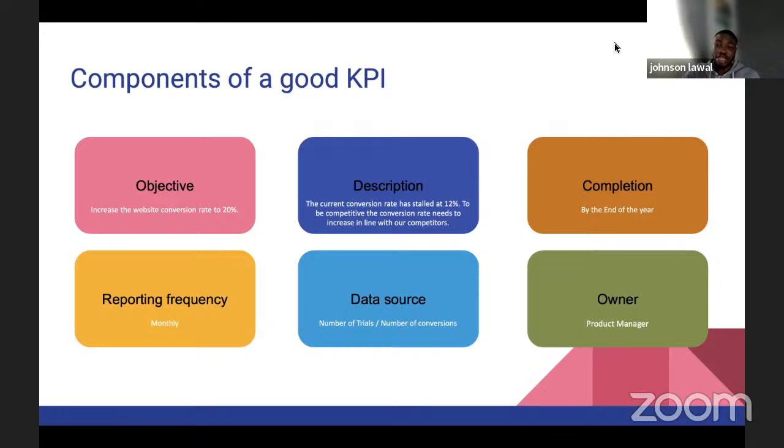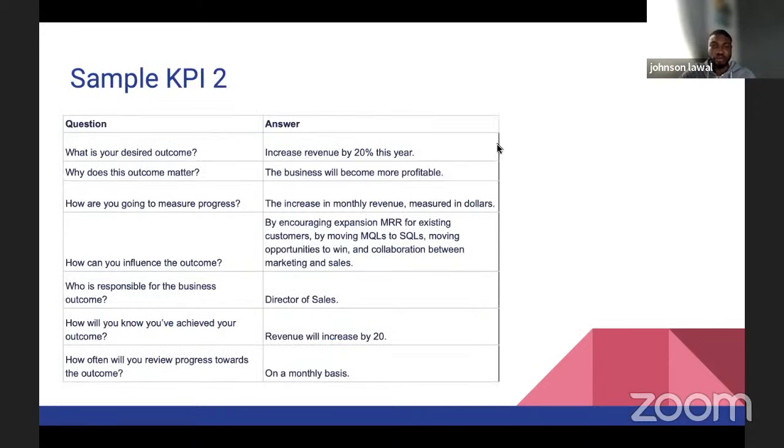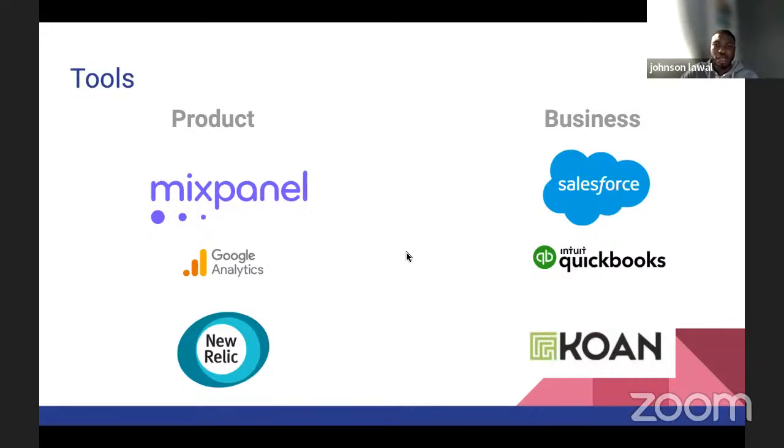Most of the time, it's usually the product manager, but sometimes when it's business, it could be the marketing manager or the vice president who is trying to achieve that KPI measure. Okay, so I gave a sample example of a good KPI here that encompasses all the components.